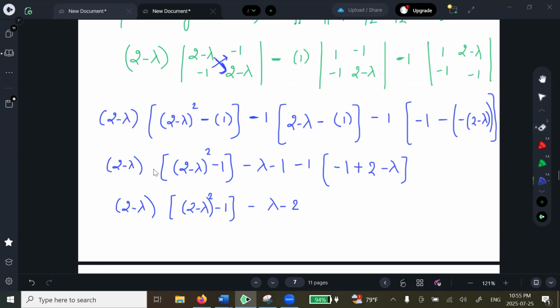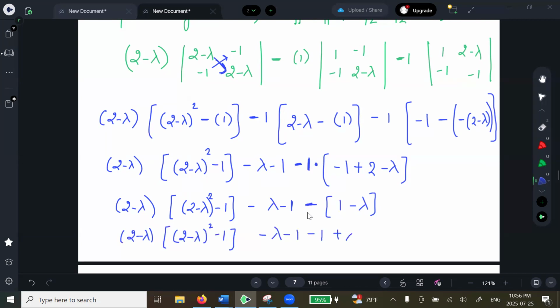Oh, wait, you see my error? See my mistake? This is exactly why I'm doing it in real time. Don't be me, okay? This -1 was supposed to be in product of this bracket, and I added it there. That makes the question wrong. Careful. To simplify this, 1 minus lambda, change the sign. So you have 2 minus lambda, 2 minus lambda square, -1, negative lambda minus 1 plus lambda cancels out, -2.